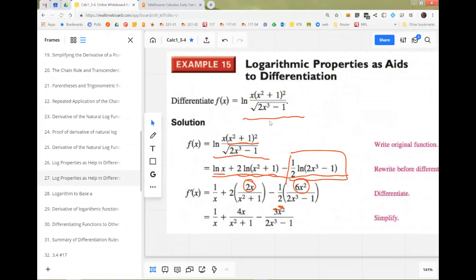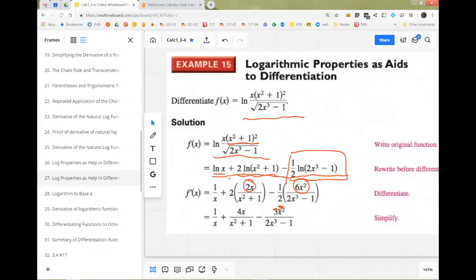So once again, on top, you got the natural log of x plus 2 times the natural log of x squared plus 1, minus 1/2, because this is a square root, 1/2 times the natural log of 2x cubed minus 1. Now, we haven't done a derivative yet. All we did was use log laws. Now, let's take the derivative.